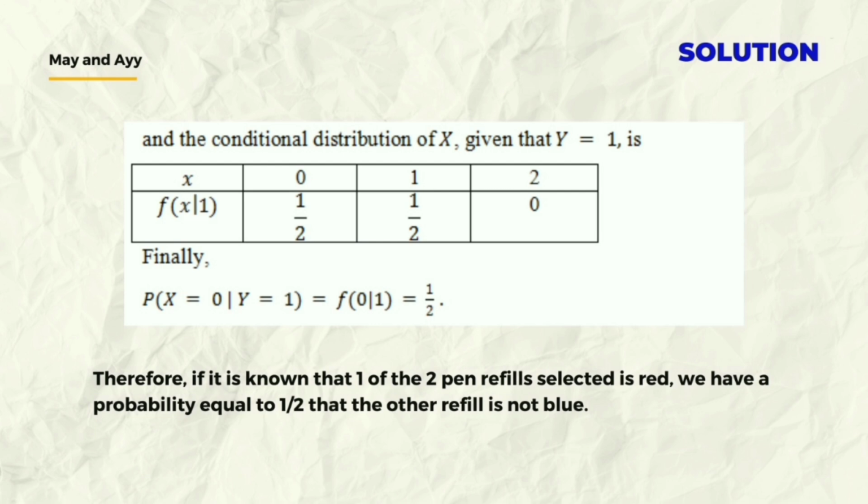And finally, the probability of x equal 0 given y equal 1, which is f(0 given 1), is a half. Therefore, if it is known that one of the two pen refills selected is red, we have the probability equal to a half that the other refill is not blue.